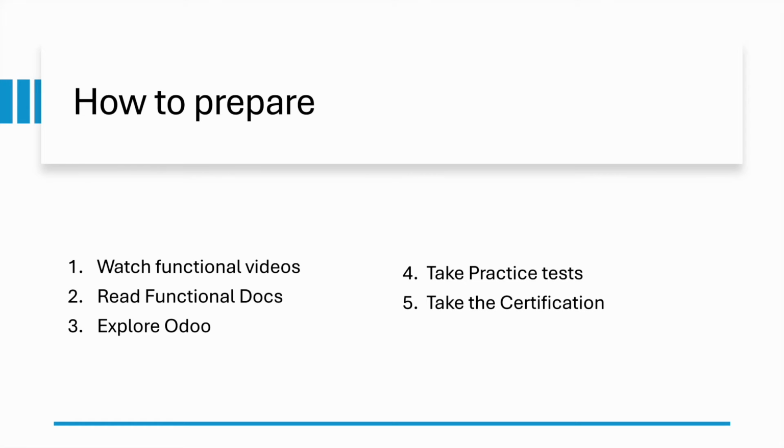So the next is how to prepare for the certification. First we have to watch the functional videos, read the functional documentation, explore Odoo by going to the runbot and checking the latest version or the version of the certificate which we want, then take some practice tests and do the certification.